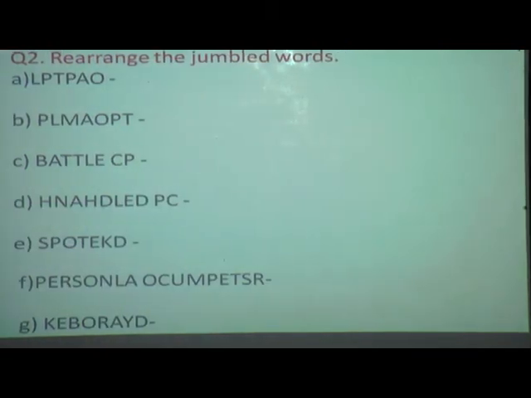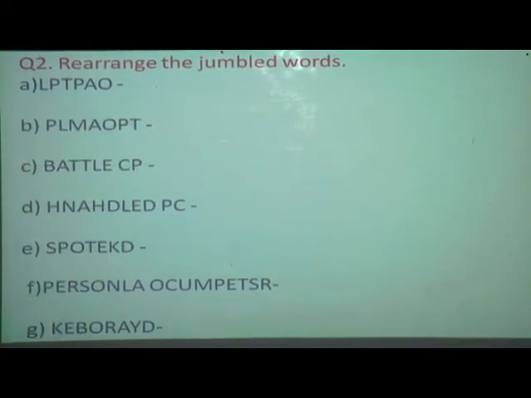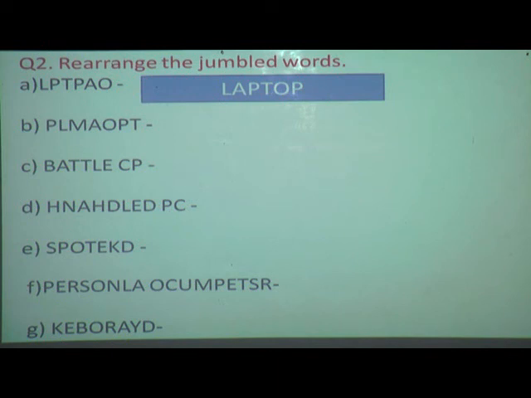Next, what is the next question? Rearrange the jumbled words. This type of words is given and we have to make a correct word, which means we have to arrange the meaningful word. What is the first one? LPTPAO. What word will it become? Good. The word is laptop. L-A-P-T-O-P, laptop. Second one is PLMAOPT. What word will it become? Good. Palmtop.